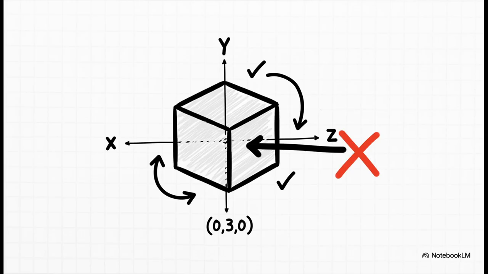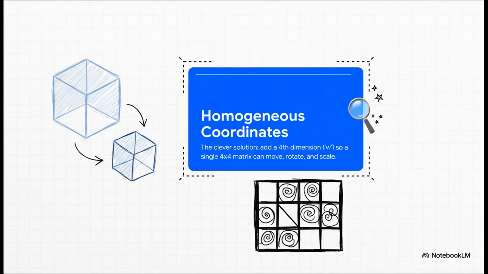But this is where we run into a really fascinating problem. A standard 3x3 matrix can rotate an object and scale it up or down perfectly. But, mathematically, it is literally incapable of moving it away from the center of the world, a point we call the origin. So what's the solution? It's an absolutely brilliant mathematical hack called homogeneous coordinates.